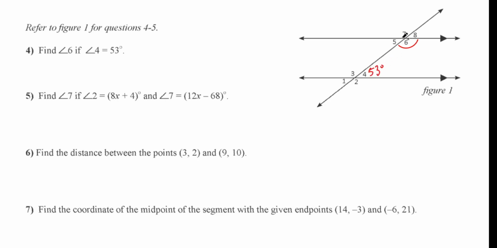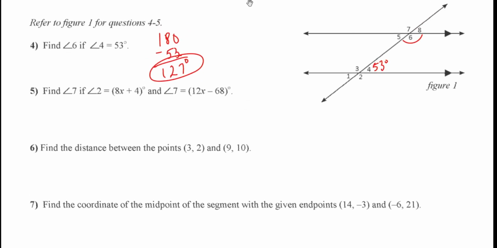So you have to look at them and decide, what are they? Are they alternate interior? Are they consecutive interior? Are they corresponding? Are they alternate exterior? What's the relationship between 6 and 4? They're supplementary. That's right. So if they're supplementary, I'm going to go 180 minus 53. And that's what? 127. And that's it. Put the degree symbol, all right, because it's an angle.